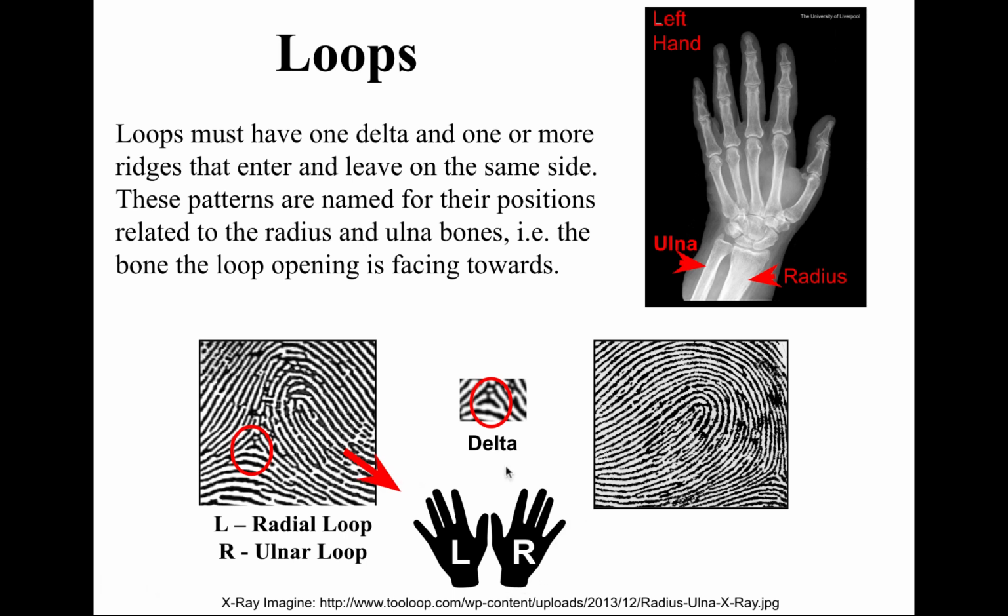Over here on the right, here's our delta, here's our loop. It enters and exits on the left side of the print. So if this is a left-handed print, that's going to be an ulnar loop. And if this is a right-handed print, that's going to be a radial loop.